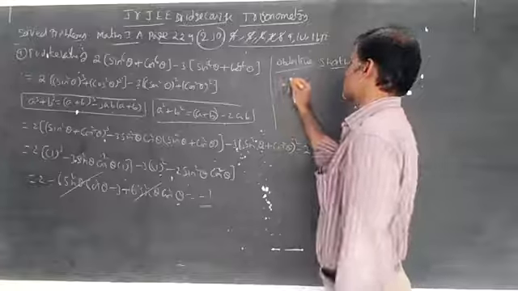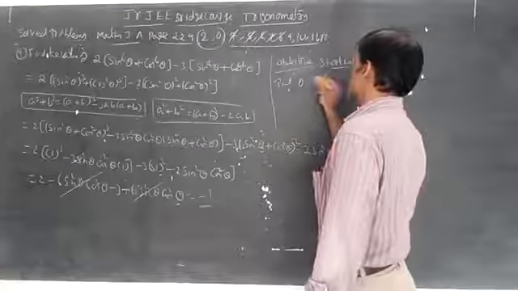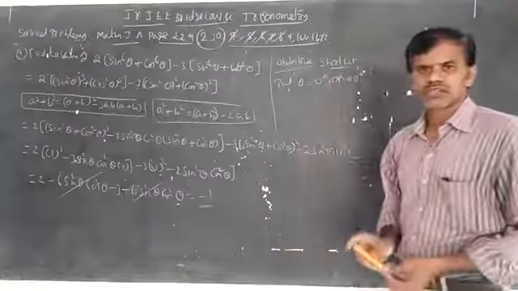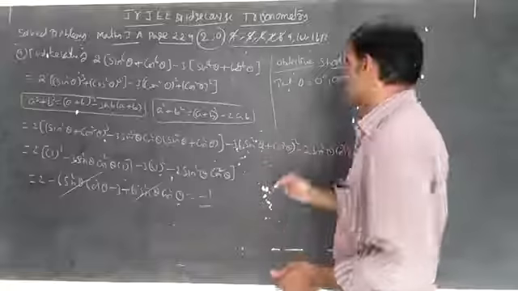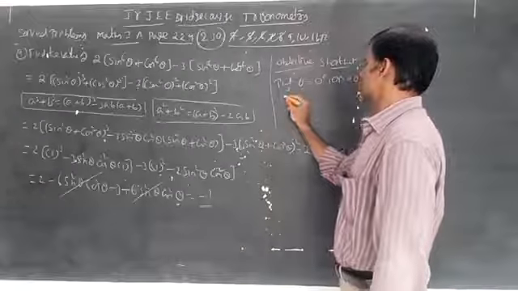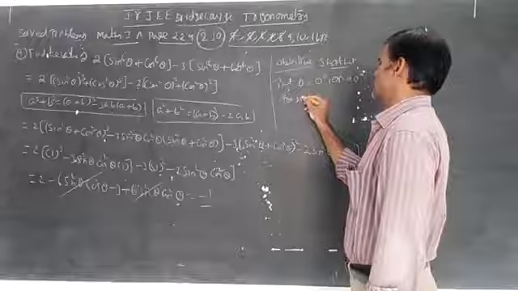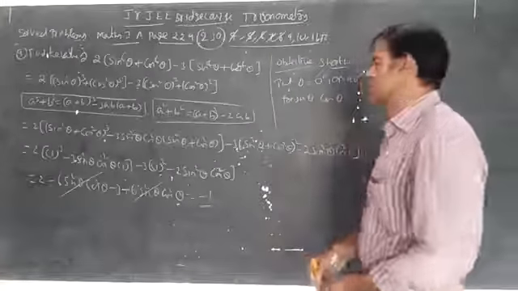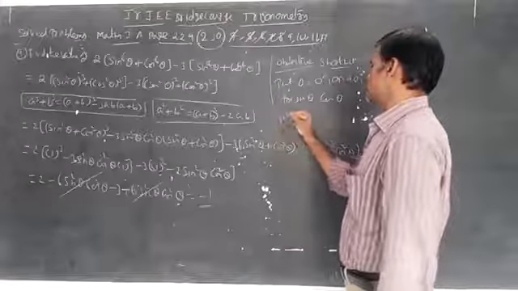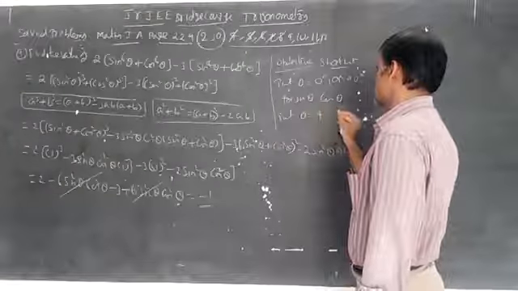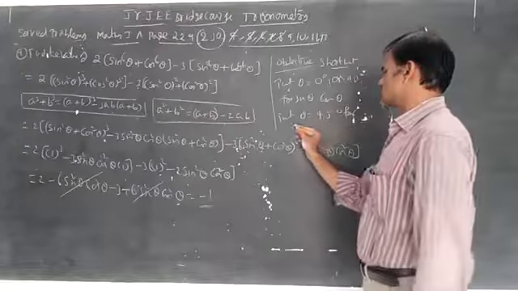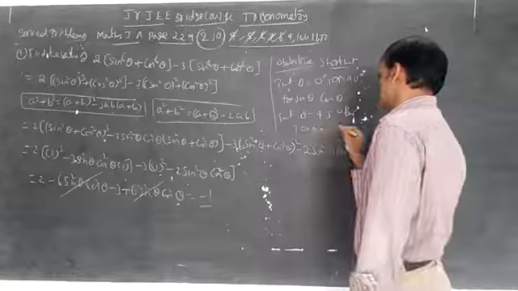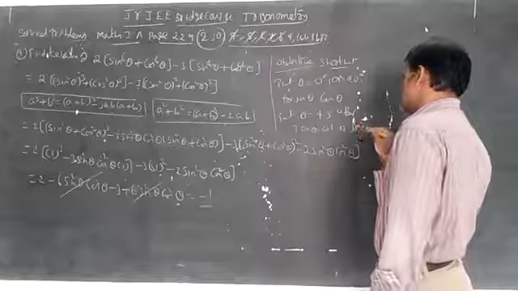The shortcut is to put theta equal to 0 degrees or 90 degrees. For sin theta and cos theta, while calculating, you can put the shortcut 0 or 90. For the others, put theta equal to 45. Others means tan theta, cot theta, secant theta, cosecant theta.